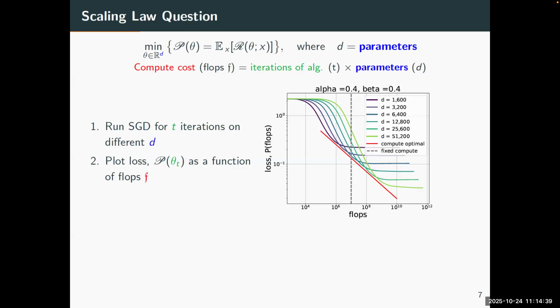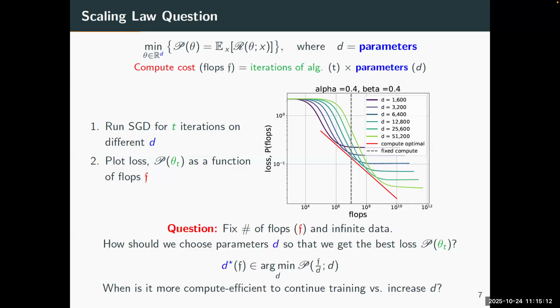So let me show you what the picture of this looks like to give you a formal definition of this problem. The idea is you would run SGD for t iterations on different d values, and then you would plot them. Because of this relationship between compute, iterations, and parameters, you can rewrite your loss function as a function of flops, and plot your loss as a function of flops. When you do that, you get curves like this.